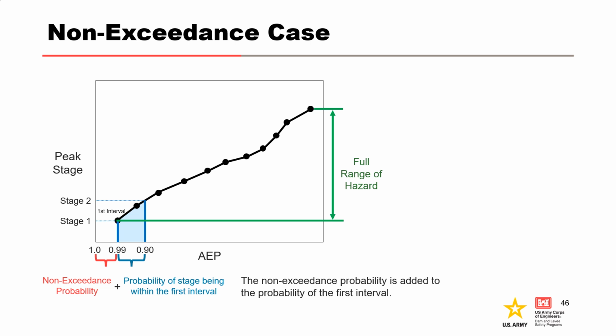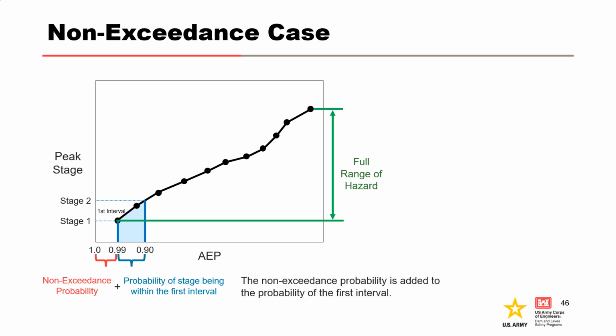A couple things on partitioning. The partitions do not have to match the hazard values that are given. In this example, the black points here define the stage frequency curve, but we can pick our intervals between those points and simply interpolate to get the annual exceedance probability for the stage that we have selected to define the interval.